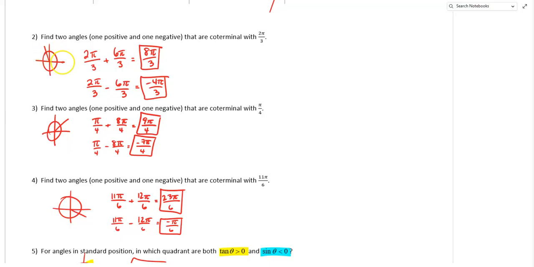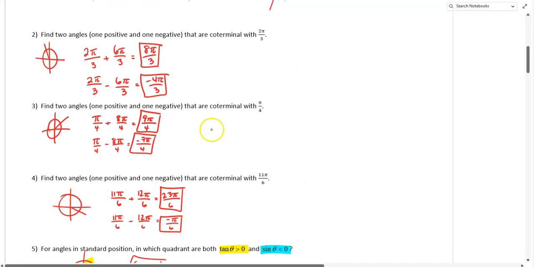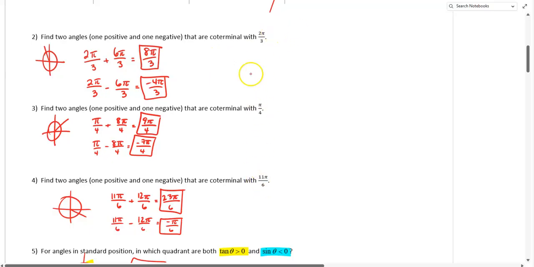But from that position, going with a negative rotation, subtracting that one time, we land in the exact same position, but with a negative angle measure. And we repeated that technique with each of these angles here, and you ought to be able to do so with angle measures that are provided in degrees as well as radians.